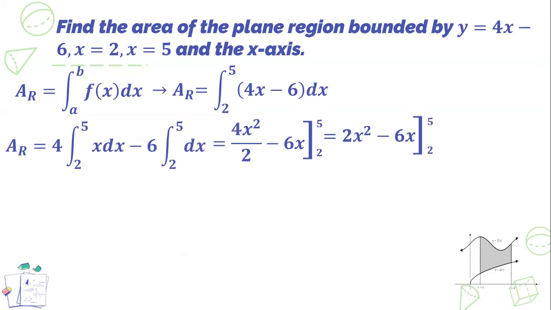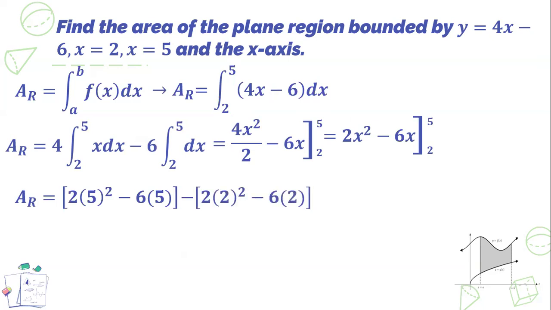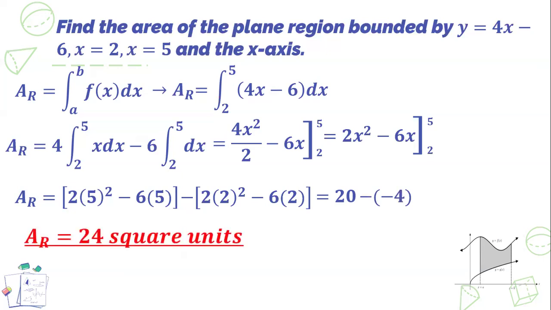So again, we can now apply the fundamental theorem of calculus by subtracting f of b minus f of a. So that's f of b, it's 5, minus 2, which is our f of a. Upon substitution, we can now use our scientific calculator to aid our calculations. So the answer will be 20 for the upper value. And for the lower value, we will have negative 4. Subtracting 20 minus negative 4, again, it became exactly 24 square units.